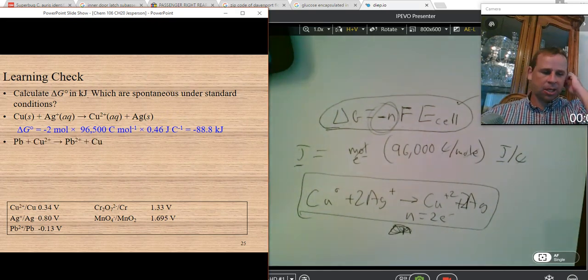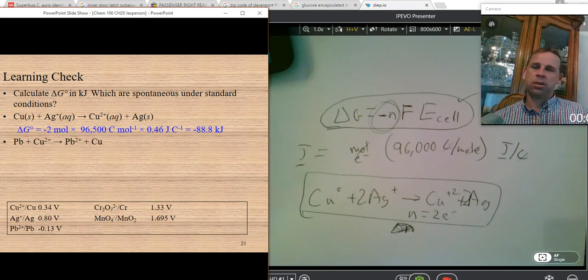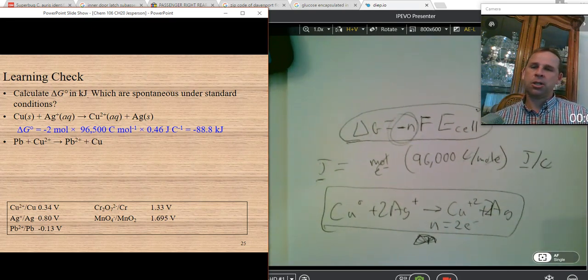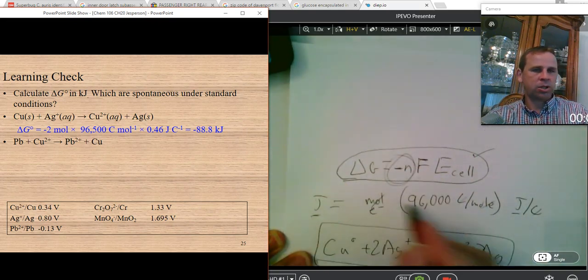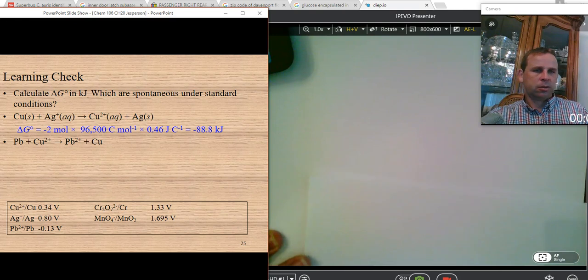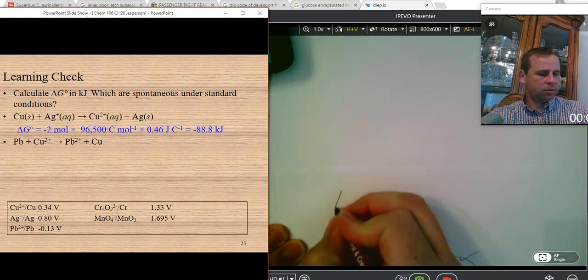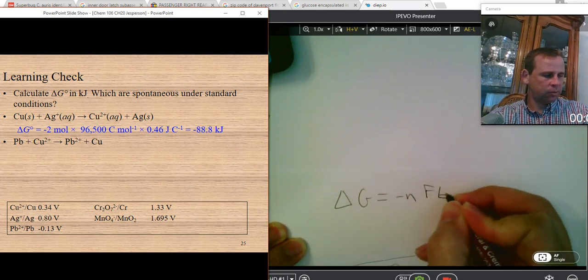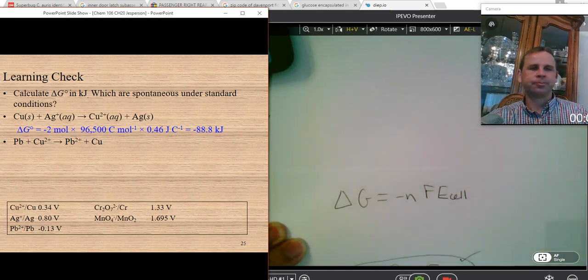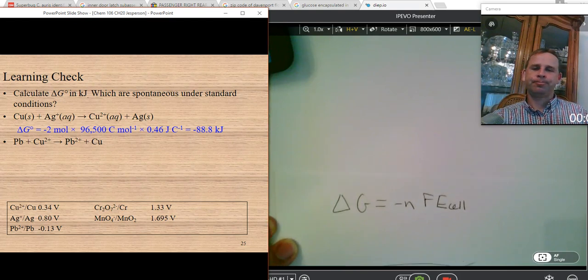So, you do the same thing here. What was this voltage? Was it 0.43, I think it was? If you forget, you can look back on that slide. But identify what the delta G is for this reaction by using our equation here. Jot that down for you here. Delta G equals negative N F E cell.